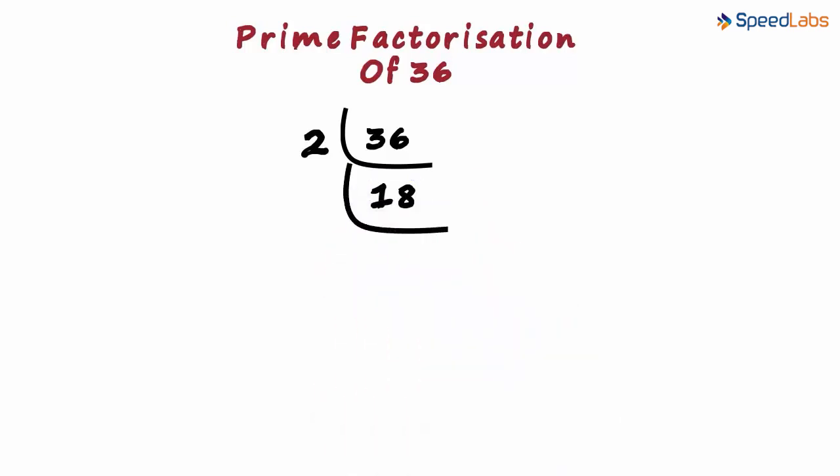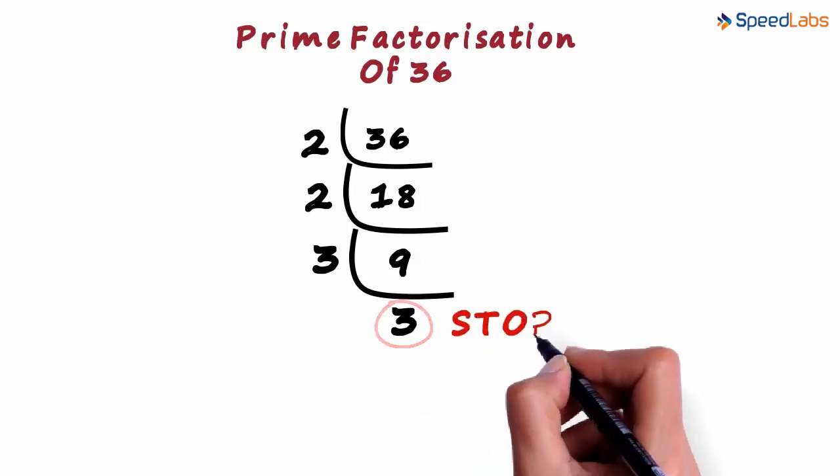18 is also divisible by 2, so we write a 2 here. 2 times 9 is 18. Is the number 9 prime? No, it's not. It is divisible by 3. We write a 3 here. Remember, we can only write prime numbers on the left side and not the composite numbers like 4, 6 or 8. 3 times 3 is 9. 3 is a prime number, which means we stop here.